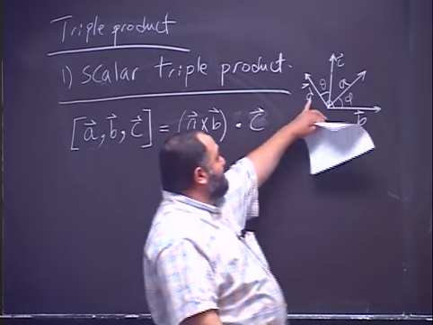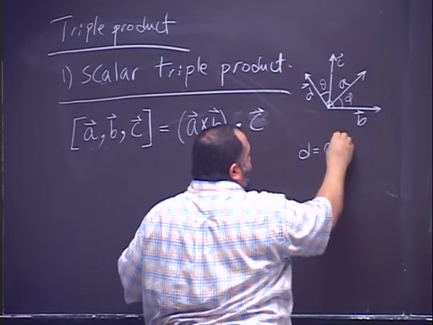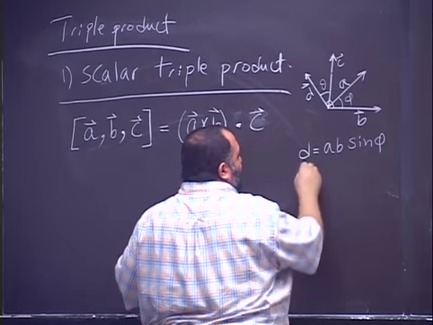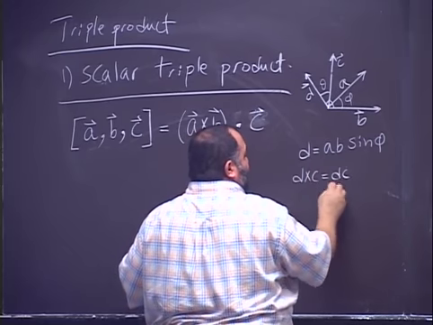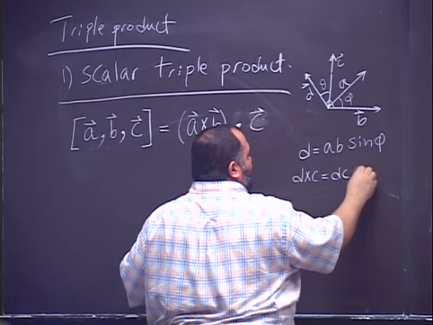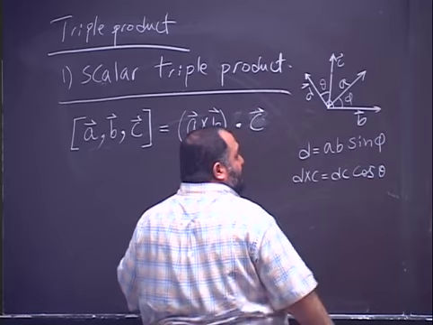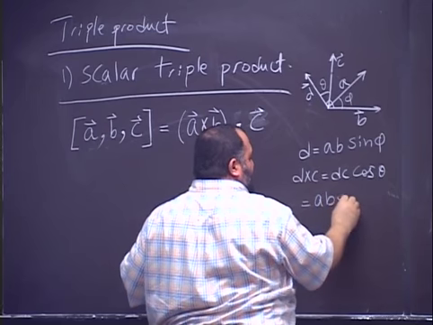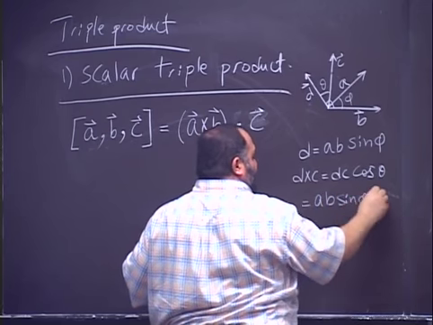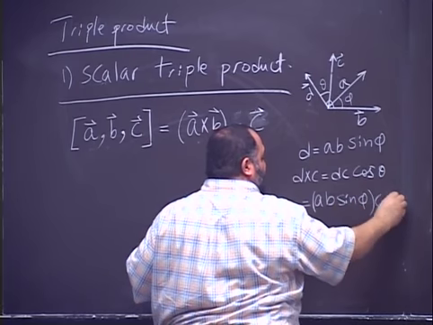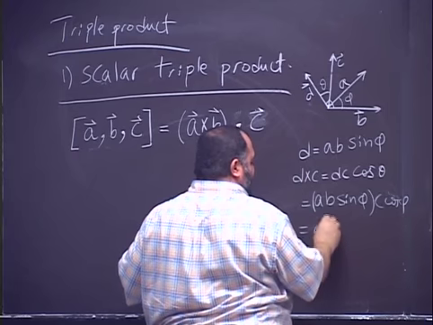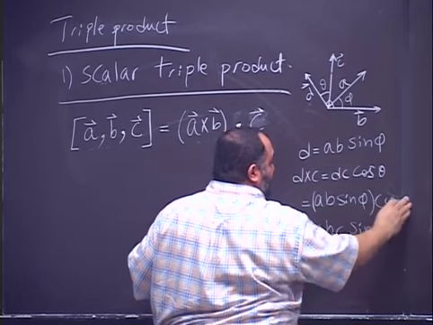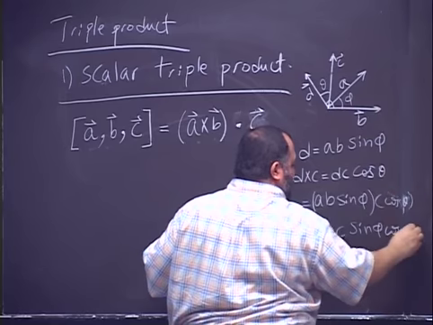So D is what? D is AB sine phi. And D dot C will be DC cosine theta, which, with D being AB sine phi, multiplied by C cosine theta, will be ABC sine phi cosine theta.